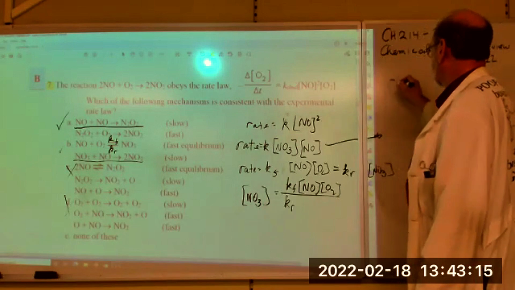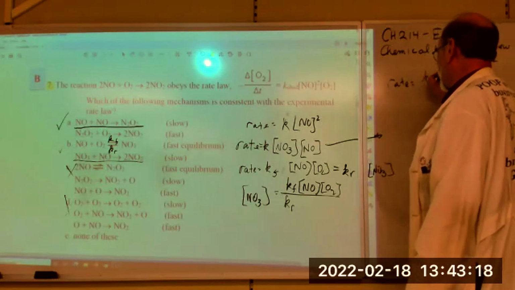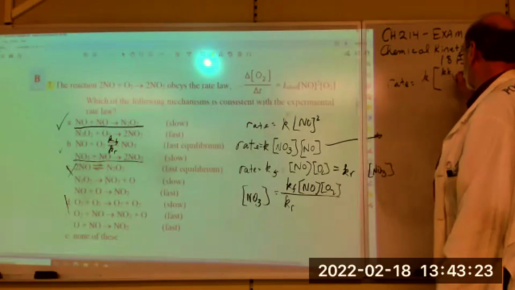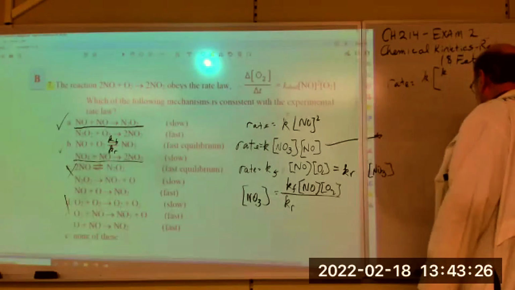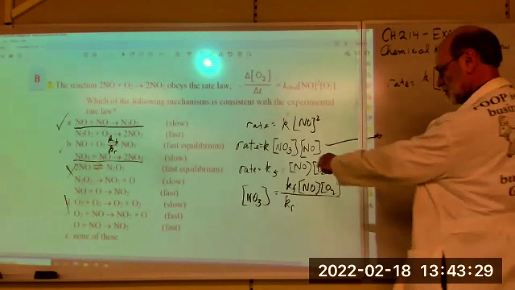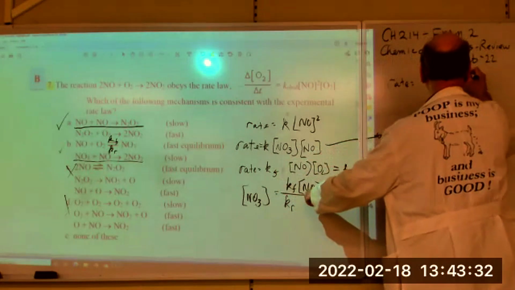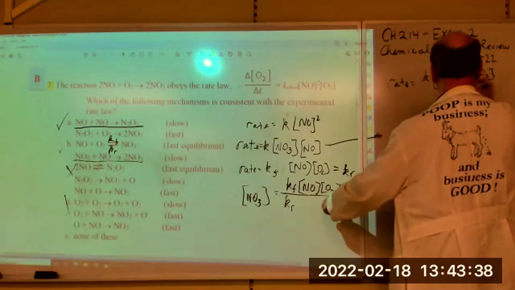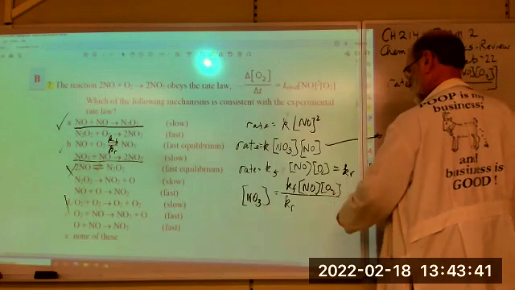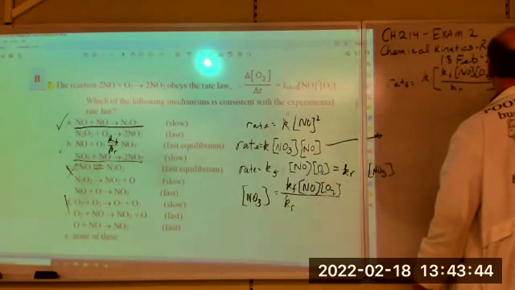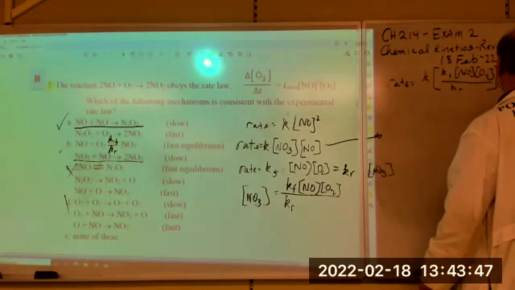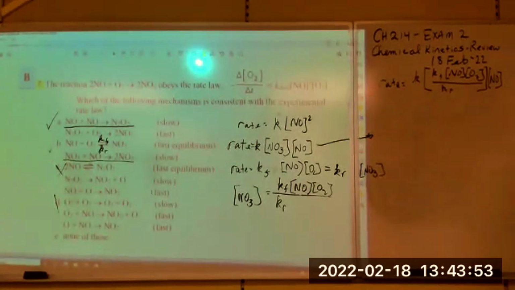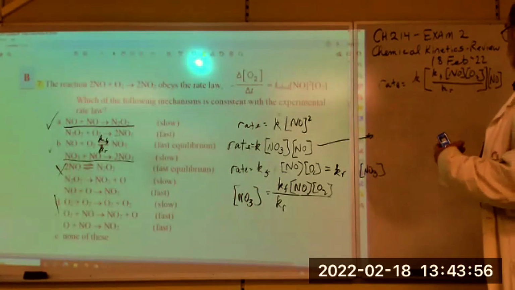So now the rate is K, and then NO3 is KF times NO times O2, divided by K sub R. And then that's all times NO. Okay, now we can simplify.